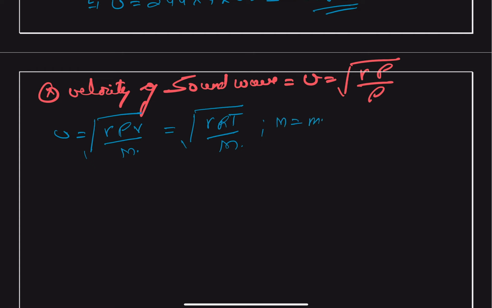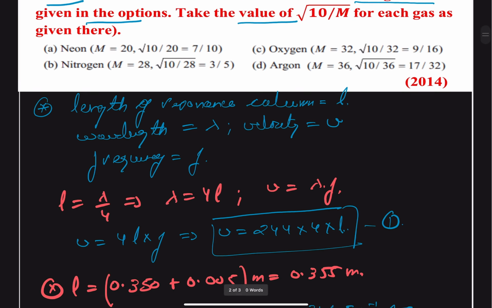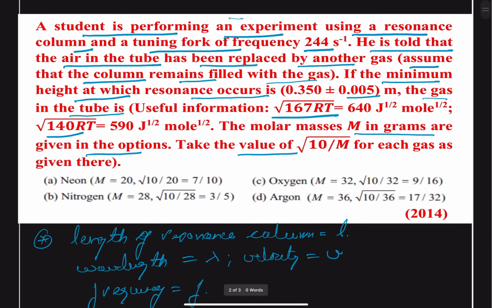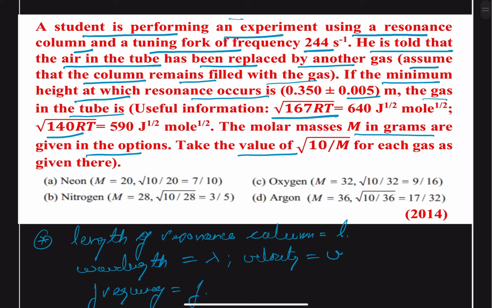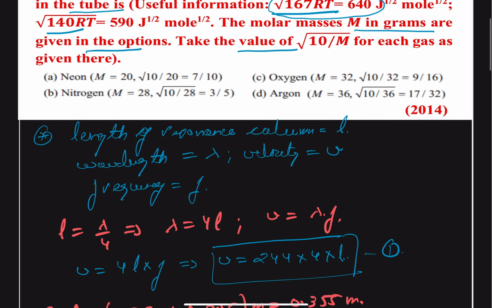M is the molar mass of gas, and that is in grams. And we have to do this modification because of the relationship values which are given to us, that is 167 RT and 140 RT, and also with respect to the molar mass of each of the gases and the values that are associated with each gas.